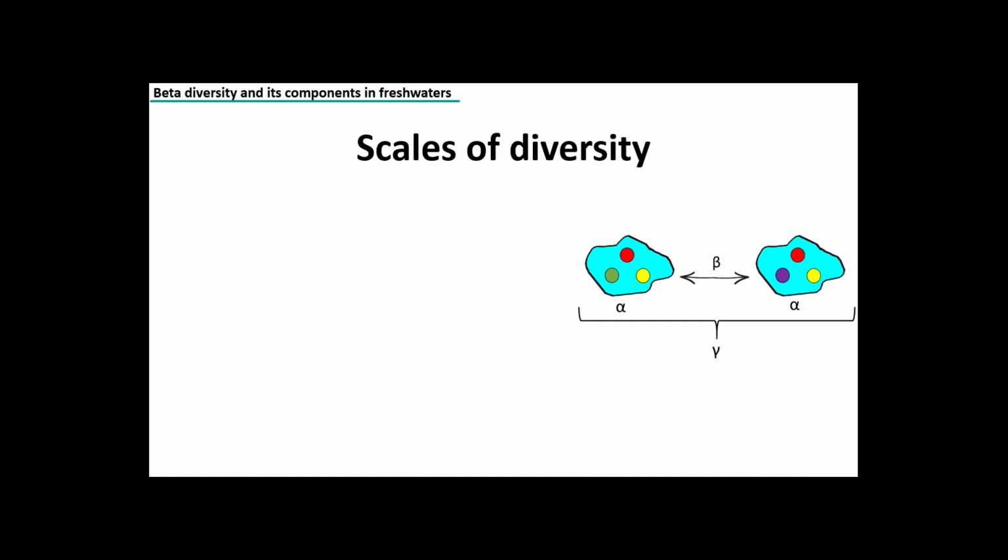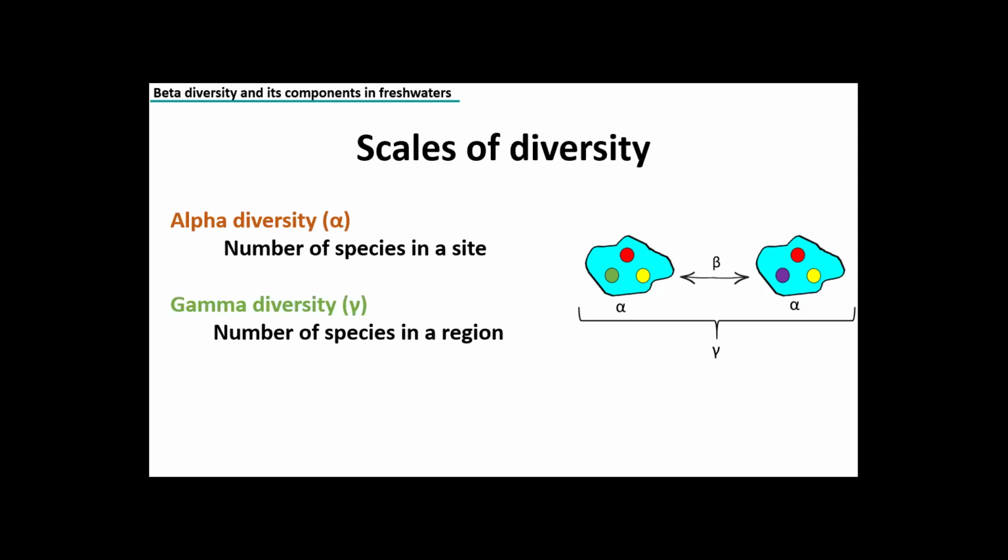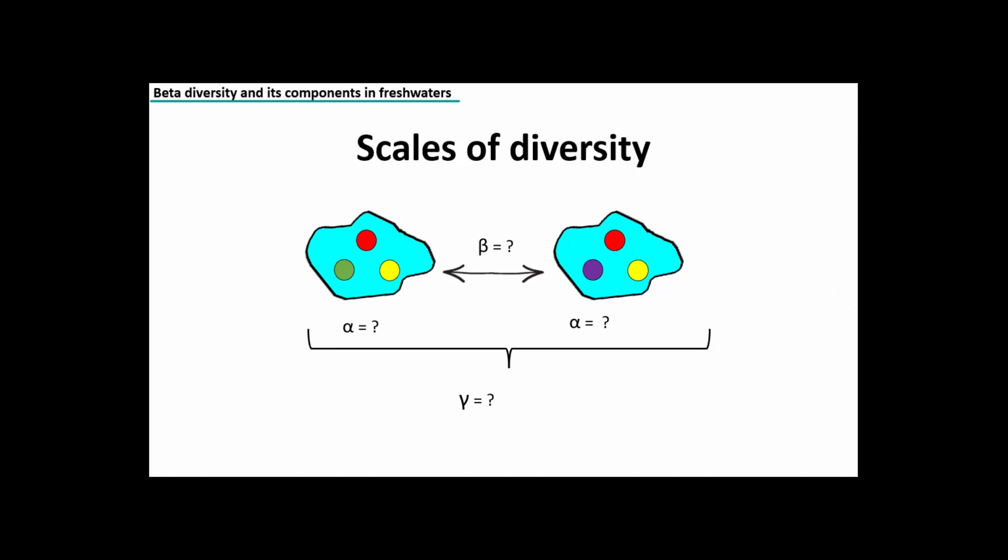Biodiversity can be measured in different scales, such as alpha diversity, as the number of species in a site, gamma diversity, as the number of species in a region, and beta diversity, measuring species variation across sites or time. For example, take these two lakes. The circles are individuals, and each color represents a different species. So what are the alpha, gamma, and beta values?